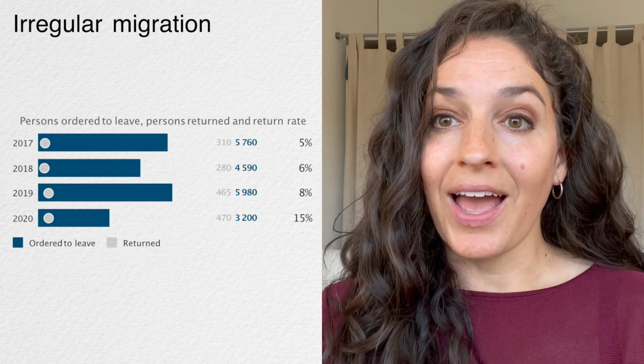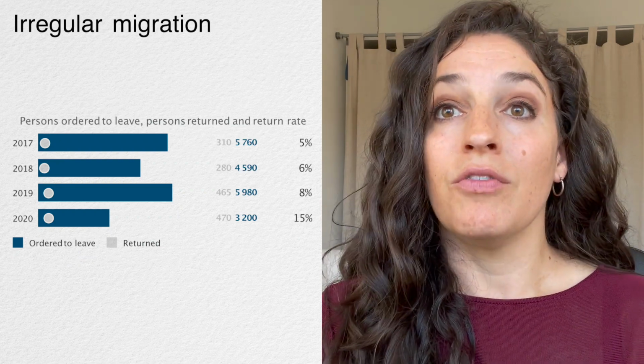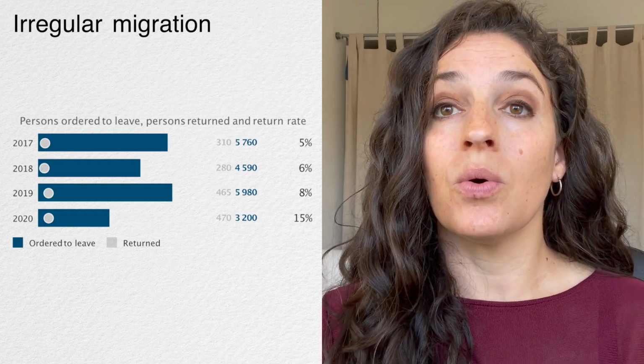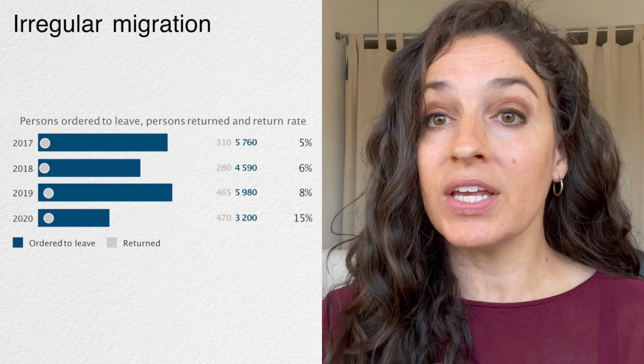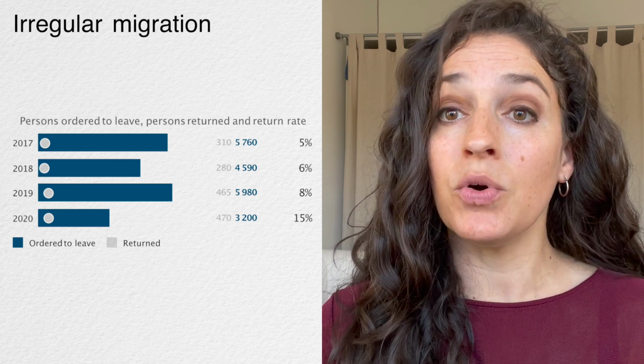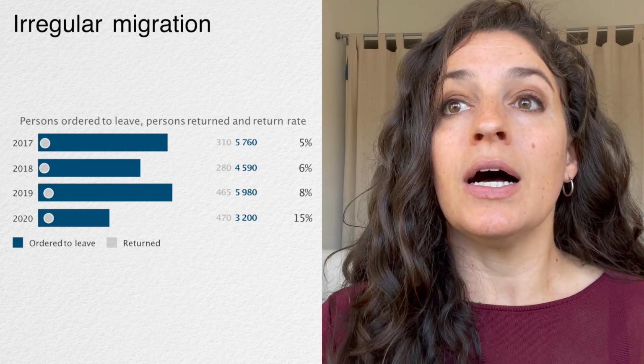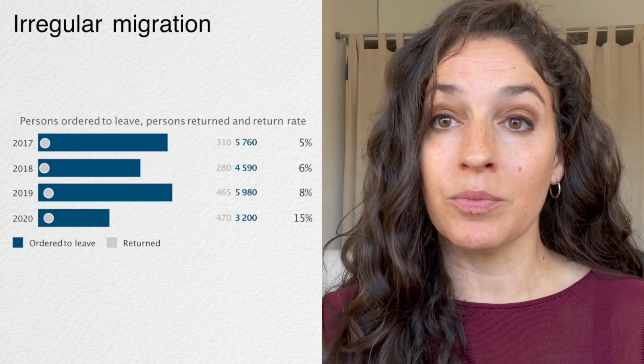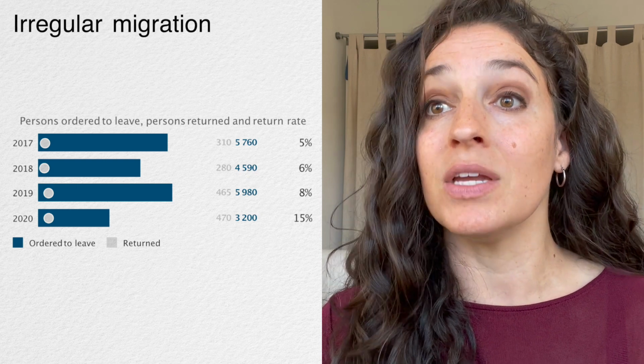Now let's look at one measure of irregular migration. So what does that mean? What we're looking at here is persons who were ordered to leave the country, so people who were ordered to leave Portugal, and the actual number of people that are recorded as being returned.